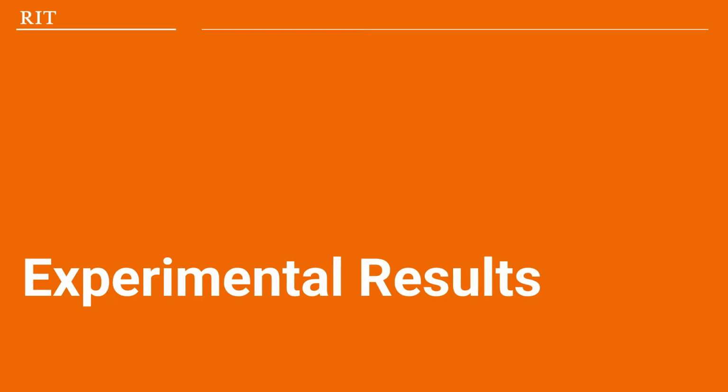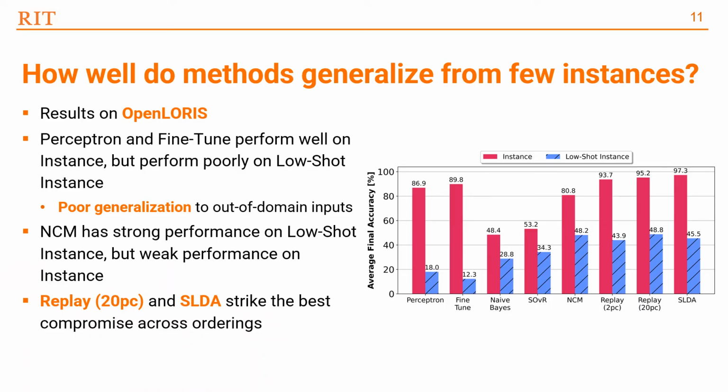Next, we will look at a subset of the experimental results from our paper. First, we wanted to understand how well each method generalized to out-of-domain inputs from very few training instances. We studied this by comparing performance on the OpenLORIS dataset using the instance and low-shot instance orderings. Note that both orderings use the full test set, so results across orderings can be directly compared. We averaged the performance of each method across all 5 backbone CNNs.